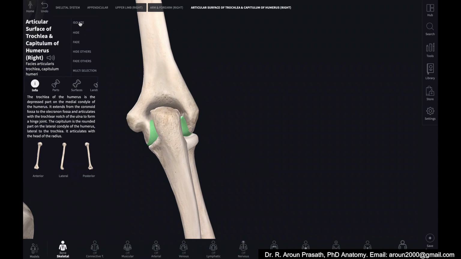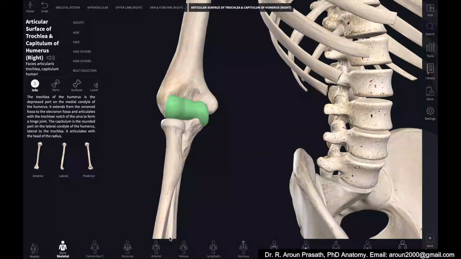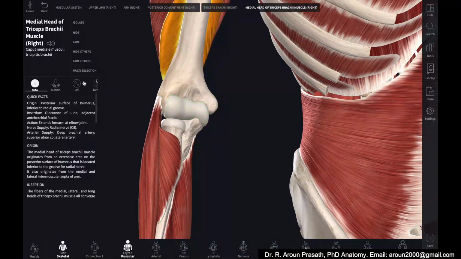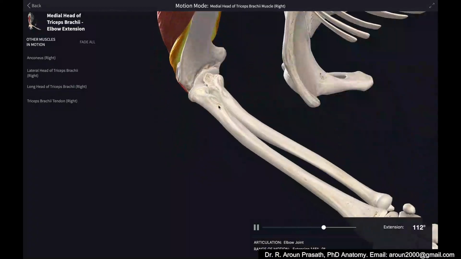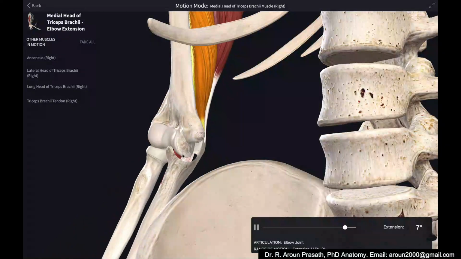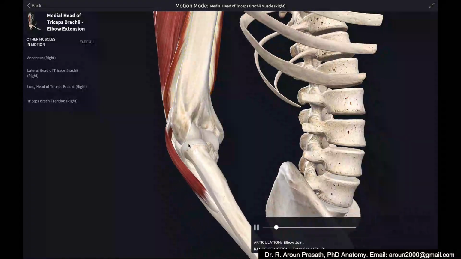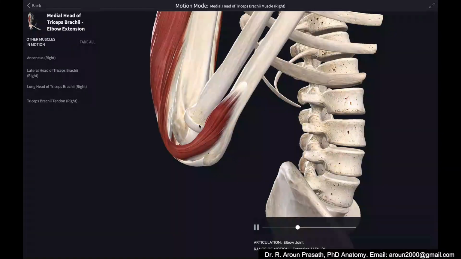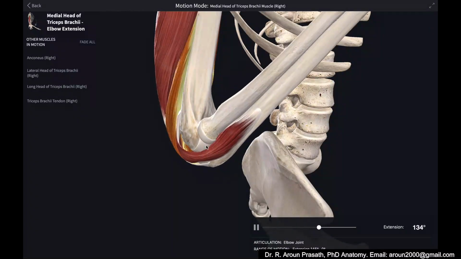Now, when you look at the movements taking place in the elbow, you can see how the ulna articulates with the trochlea and how the head of the radius articulates with the capitulum of the humerus.